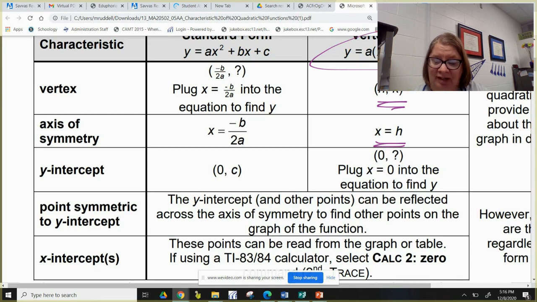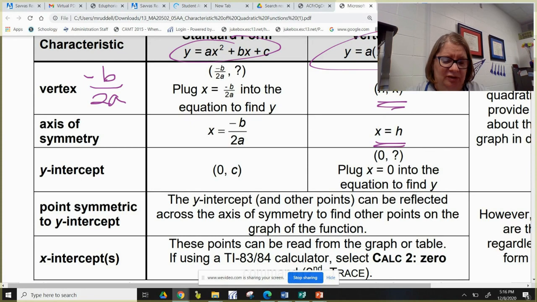To find the y-intercept, you would plug in 0 for x. You can do this with any kind of equation. If you want to know what the y-intercept is, plug a 0 in for x, and you can find the y-intercept. If your equation is in standard form, and we're going to do some examples of this in a minute, to find the vertex, you would find out what your a, b, and c are. You're going to do this: negative b over 2a.